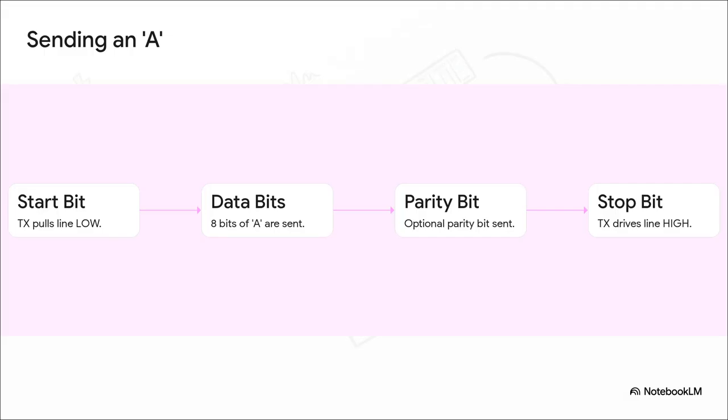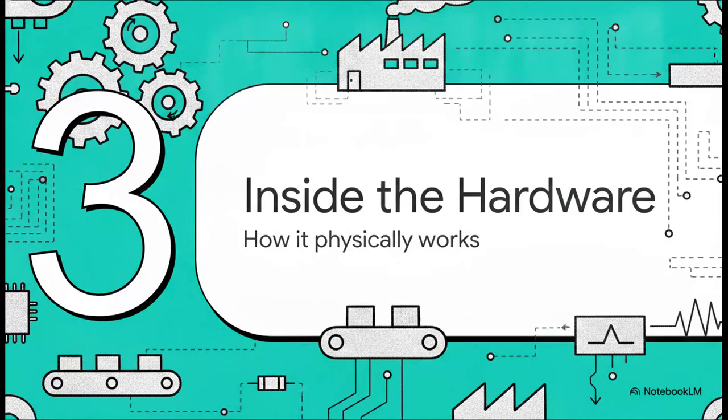So, let's watch the exact sequence of how a character, let's say the letter A, is physically pushed across that wire. The ASCII letter A is converted into the binary sequence 01000001. As these glowing data packets move bit by bit down the wire, first that start bit drops the voltage. Then our binary A flows right on through, followed by the parity check, and finally the stop bit resets the line. All right, Section 3, inside the hardware.